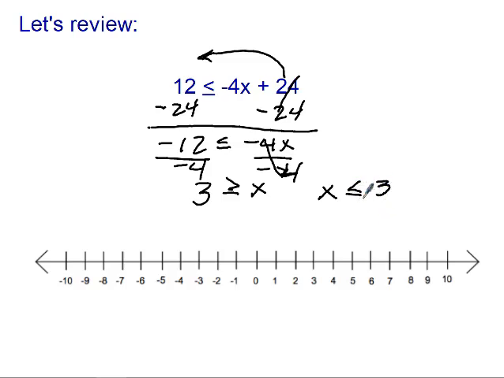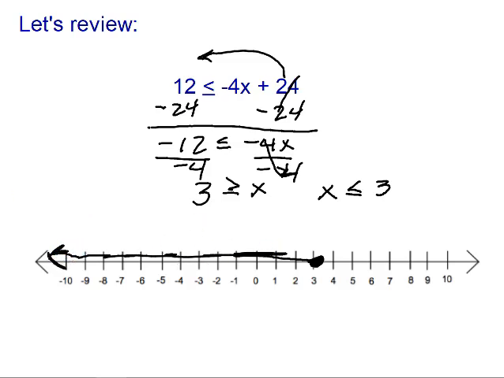Now if I were to plug any value that is less than or equal to 3 into this particular inequality statement, it will give me a true answer. So if I were to plug in one of my favorite values, 0. 0 is less than or equal to 3. If I plug 0 in, negative 4 times 0 is 0, plus 24 is 24, and 12 is less than or equal to 24. Yes, it is. Now, because this is a less than or equal to sign, that means it's going to be a closed circle on 3, and I'm going to shade to the left. So all values that are less than or equal to 3 will make this a true statement.